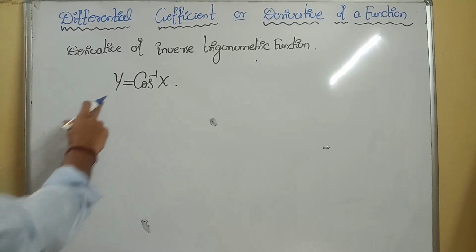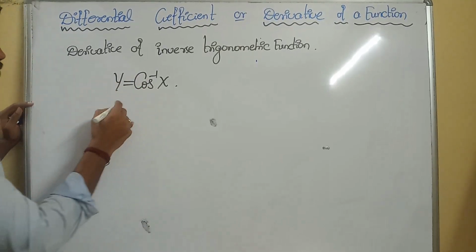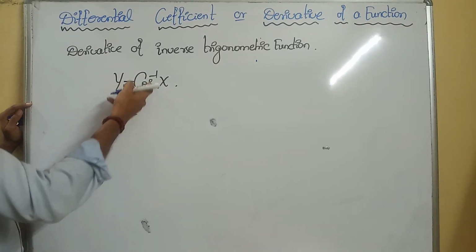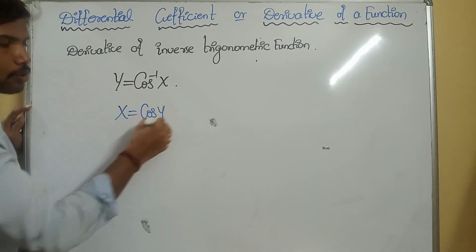Next one is y is equal to cos inverse of x. In the similar manner, let x be as it is, cos inverse on the left hand side, it will be x equals cos y.